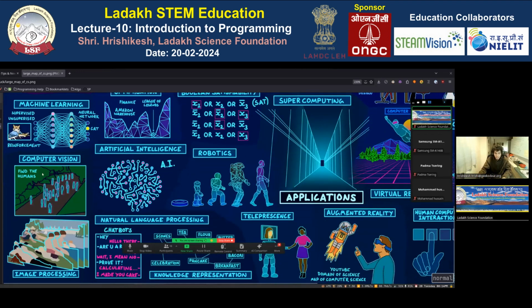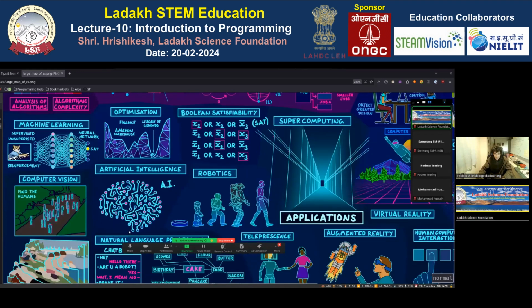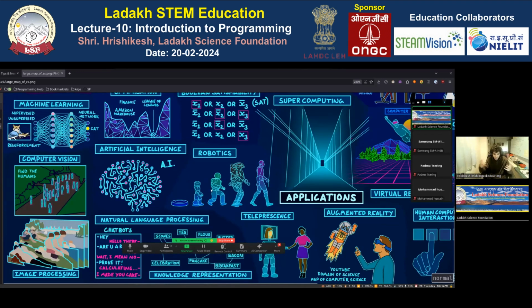Then there is the computer vision thing, image detection. When there is satellite imagery, you can detect, okay, this is a river, this is land, this is a mountain, those kinds of things. You can identify humans, all these vision kinds of things. And then this machine learning and AI, these things are related. Then there are robots. What are robots? Robots are just computers which have arms, right?